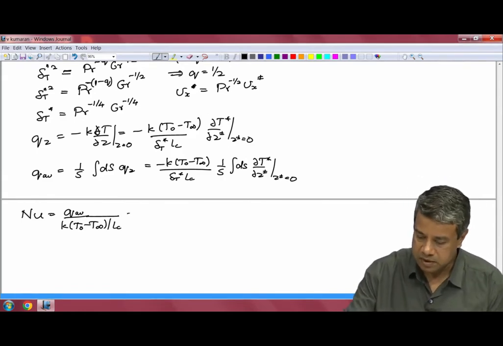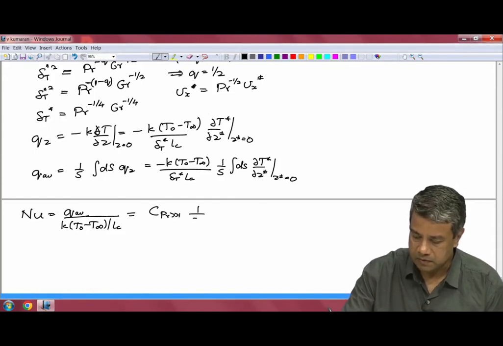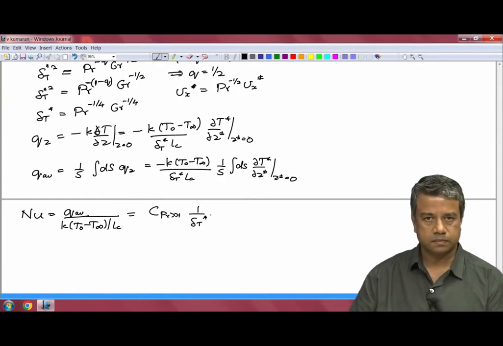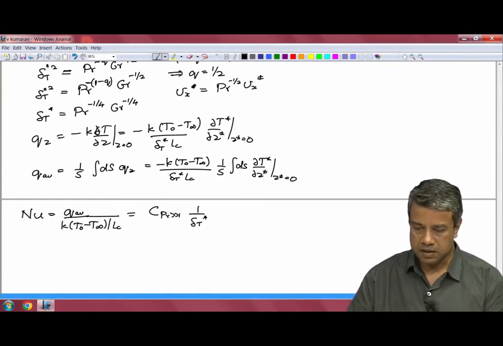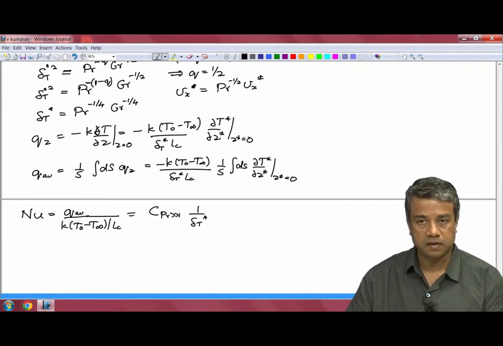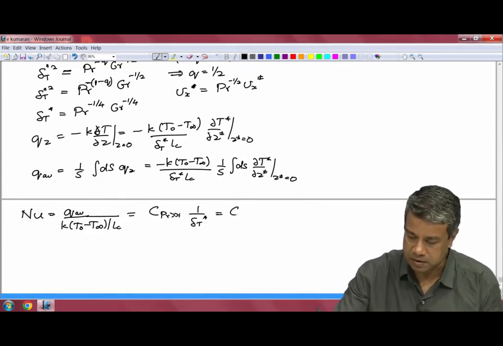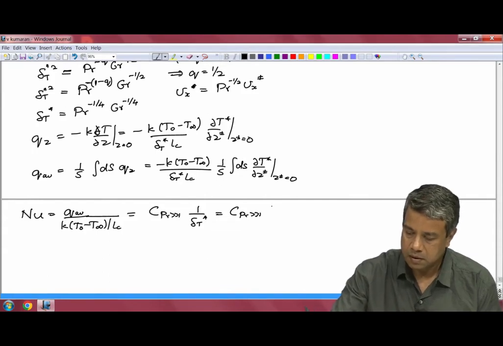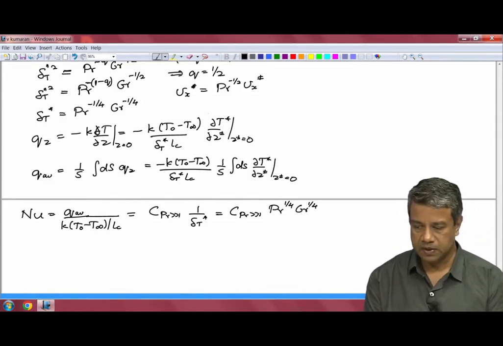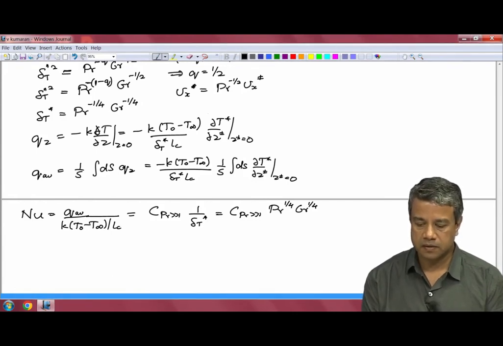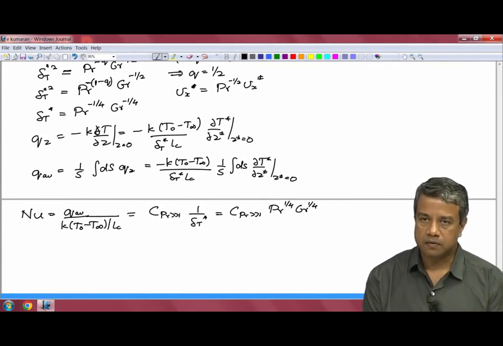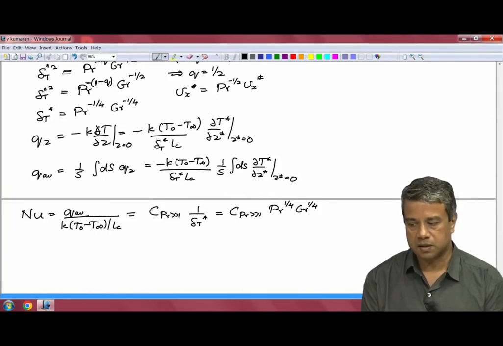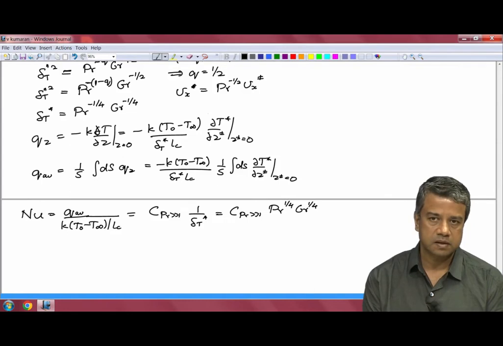So, this is equal to some constant, in the limit Prandtl number greater than 1, times 1 over delta T star. And delta T star goes as Pr to the power minus 1/4, Grashof number to the power minus 1/4. So, this is equal to some constant times Prandtl number to the power plus 1/4, Grashof number to the power plus 1/4. So, this is the Nusselt number correlation in the limit of high Prandtl number. In the limit of low Prandtl number, the Nusselt number correlation is Prandtl number to the power half times Grashof number to the power 1/4.